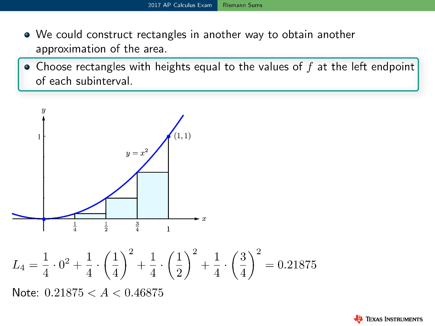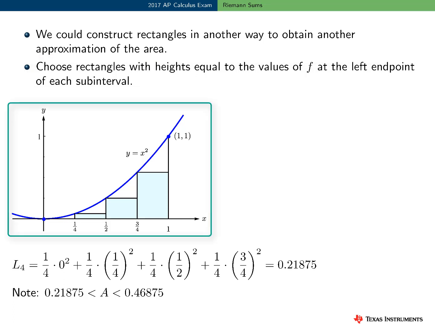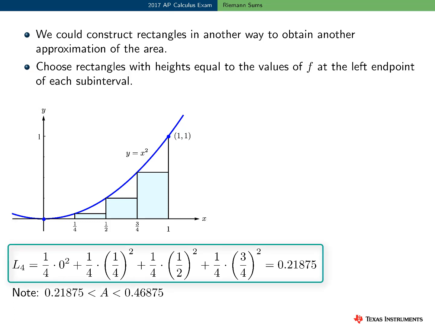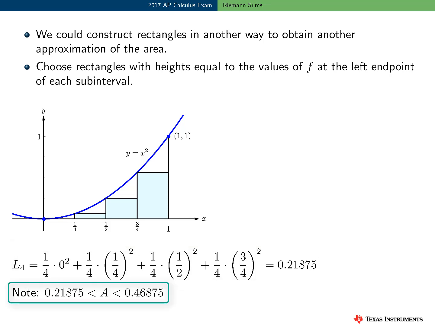For example, suppose we use rectangles with heights equal to the values of the function f at the left endpoint of each subinterval. And here's an illustration. The sum of the areas of these approximating rectangles will be denoted L sub 4, and here's the calculation. L sub 4 is equal to 0.21875. Now, by looking at the figure, I think we agree that the area of the region S is certainly larger than L sub 4.